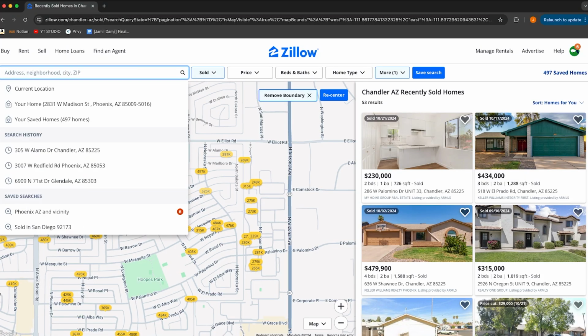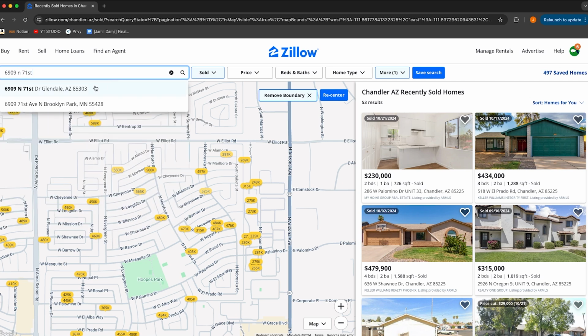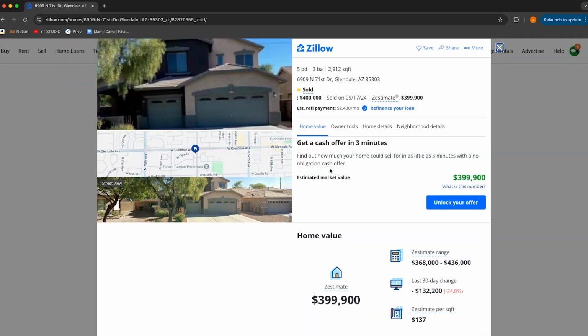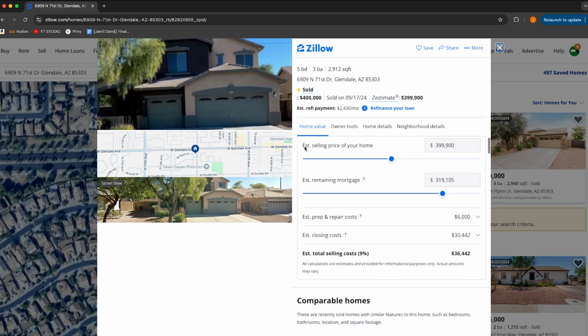All right, we'll do one more, guys, and then I think you got it. So let's check this one out here at 6909 North 71st Drive in Glendale, Arizona. All right, we got a 5-bed, 3-bath, 2912 square footer, and it just sold for $400.